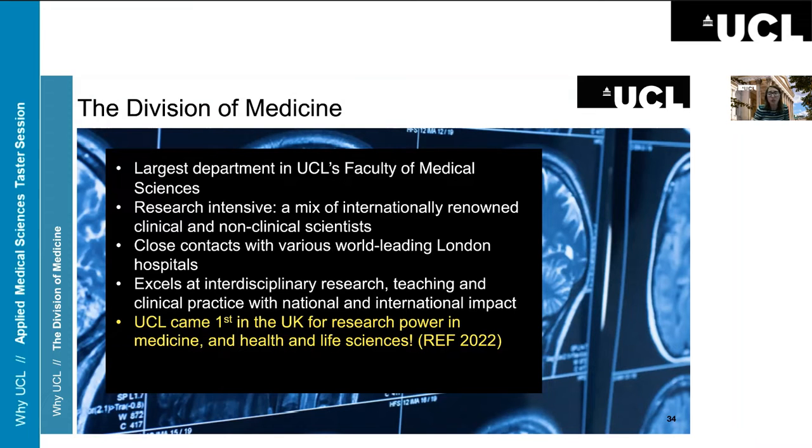We've got close contacts with lots of world-leading London hospitals. And we really excel at research, teaching, and clinical practice. So it's the whole package here at UCL. The most recent government audit, the REF, the Research Excellence Framework, just happened. And UCL came first in the UK for research power in medicine and health and life sciences. So really, you could say that we are the best in the UK. Of course, there's many different ways to measure quality, but this is just one of them. And we're really proud of this result.